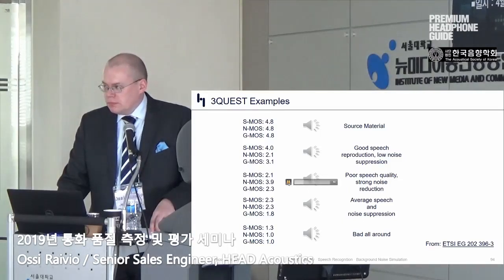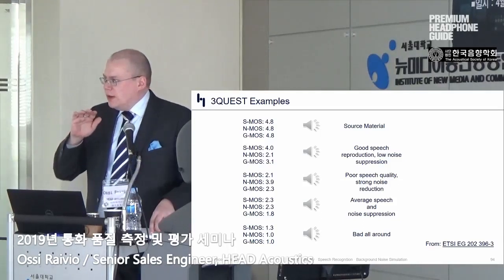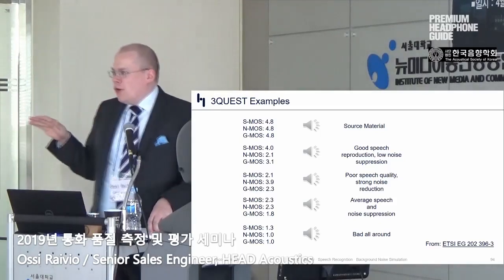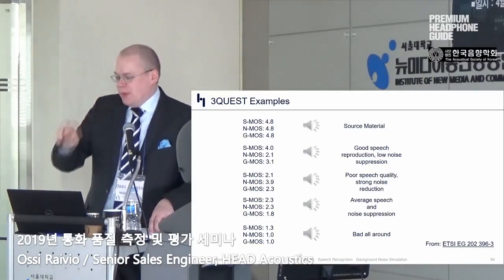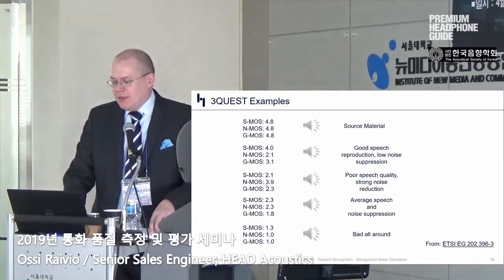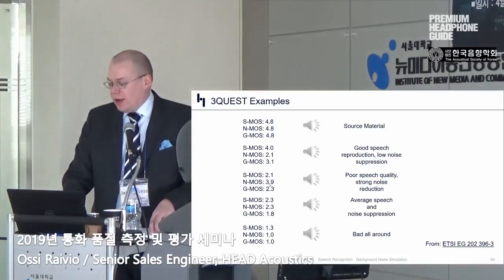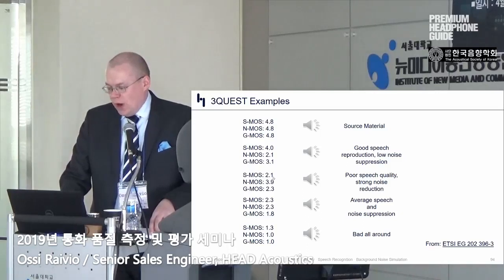He could not remember his name. I never can leave you to the land. There's almost no background noise there, but the speech is very chopped. That's why the NMOS is relatively high, almost 4, but the SMOS is only 2.1. This is an average device, slightly below average in all respects.